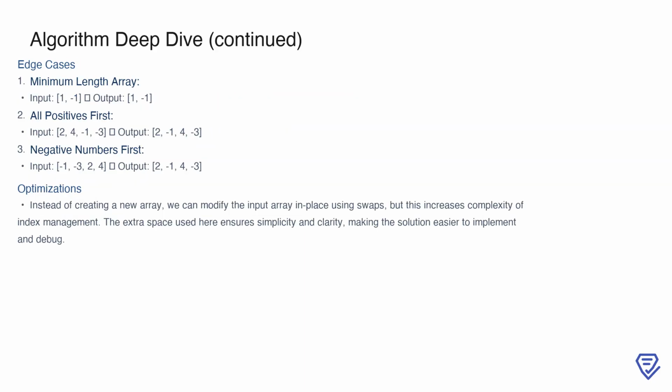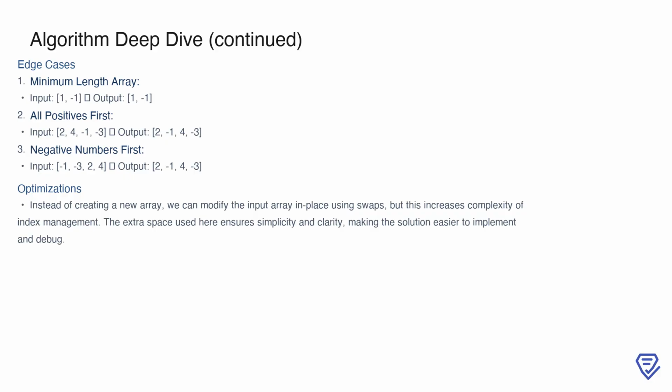Now, let's consider some edge cases and potential optimizations. For the smallest possible array, such as 1, -1, the output is simply 1, -1, as no rearrangement is needed. If all positive numbers appear first, such as 2, 4, -1, -3, the algorithm ensures that the output alternates correctly as 2, -1, 4, -3. Similarly, if all negatives appear first, like -1, -3, 2, 4, the output will still alternate as 2, -1, 4, -3.